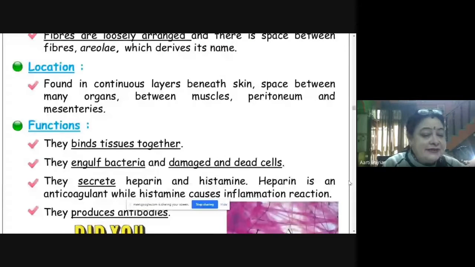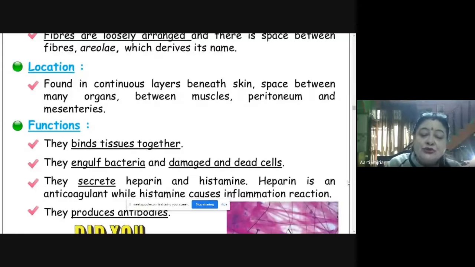They secrete heparin and histamine. The mast cells are present in the areolar tissue which secrete heparin and histamine. Heparin is an anticoagulant, while histamine causes inflammation reactions. Whenever there is an allergy in your body, there is inflammation, the skin becomes red, rashes occur. That is all because of the histamine. So antihistamine tablets are taken for the allergies. So this is the histamine which is also present in this loose connective tissue.